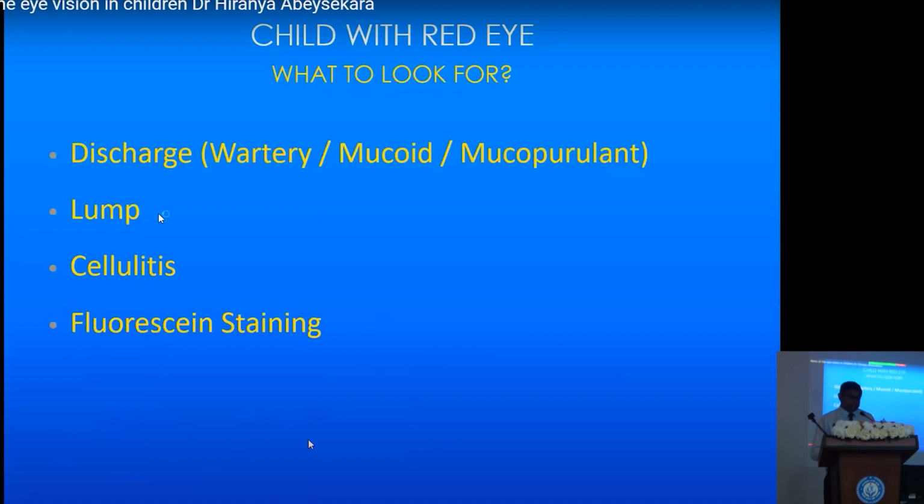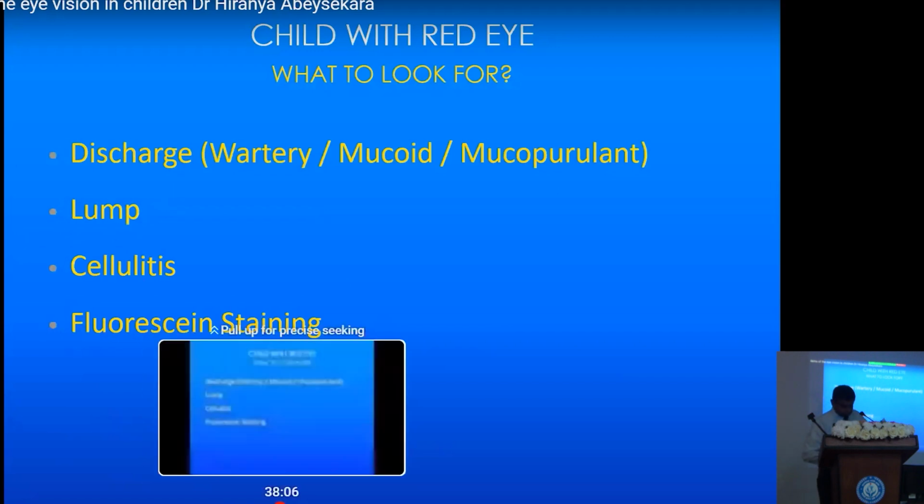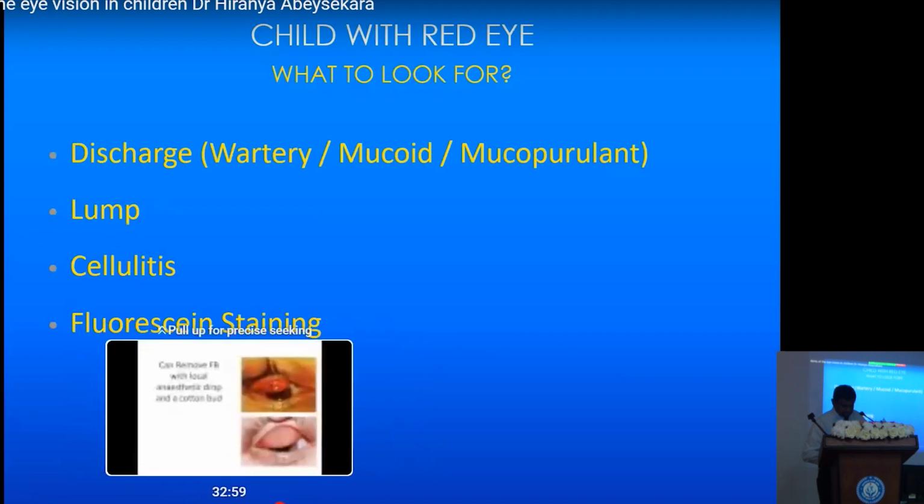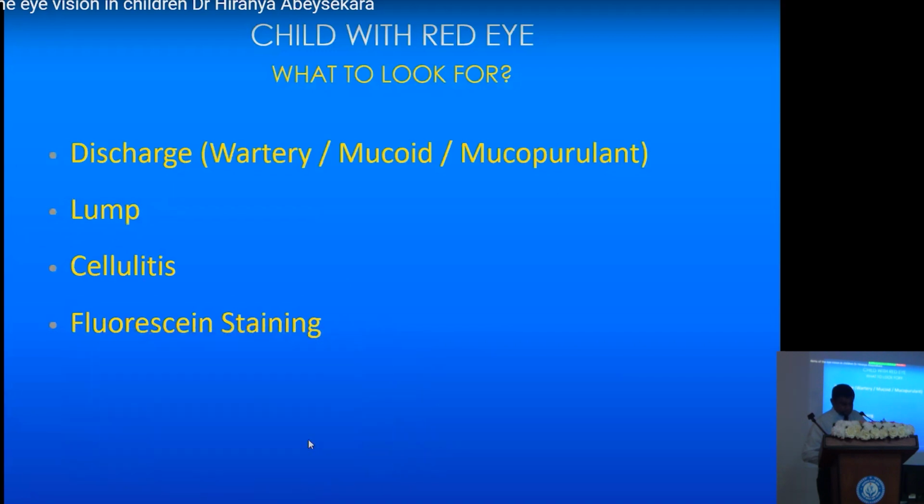So if there are things like lump, cellulitis, periocular swelling. Fluorescein is a very important dye which we use in our clinics to look at the cornea. I don't have a picture here, but I will show you at some point about fluorescein staining.